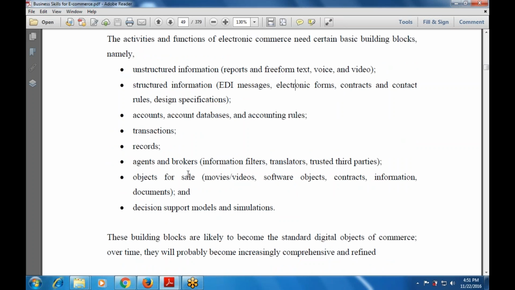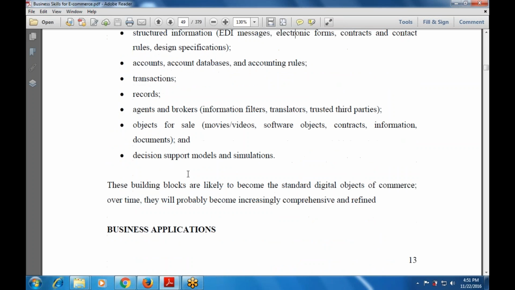Then there is the decision support system, decision support model and the simulations. These building blocks are likely to become the standard digital objects of e-commerce. Over time, this will become increasingly comprehensive and refined.